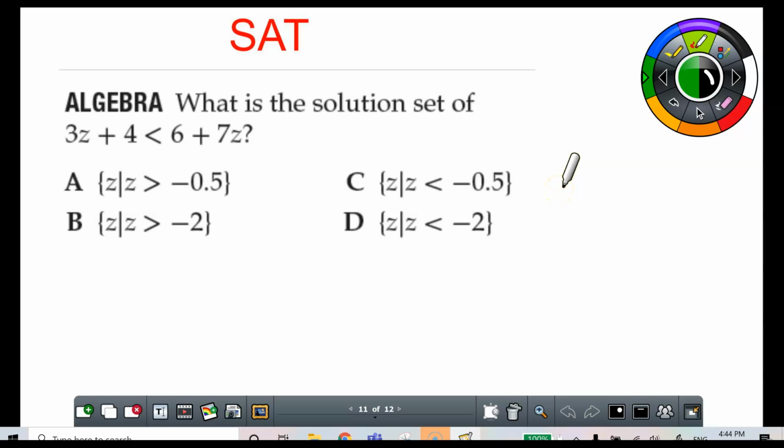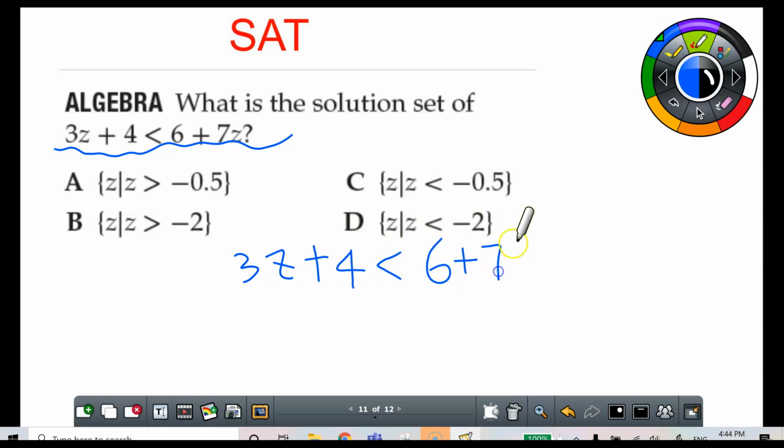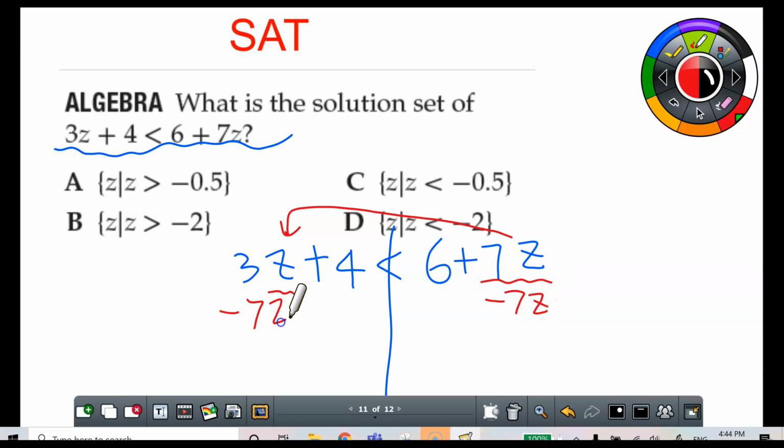Finally, SAT question. So solve this inequality, right? Let's copy it here. So solve it like you solve the equation. So first you see two variables on different sides. So move them together by doing the opposite. So this is gone. And here you can combine them, which gives you -4z.